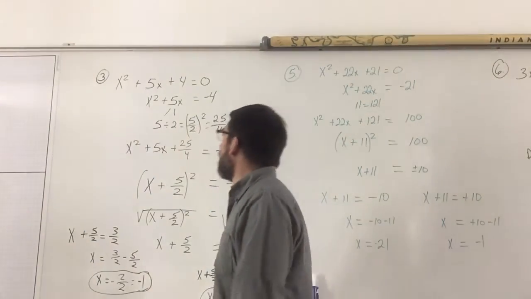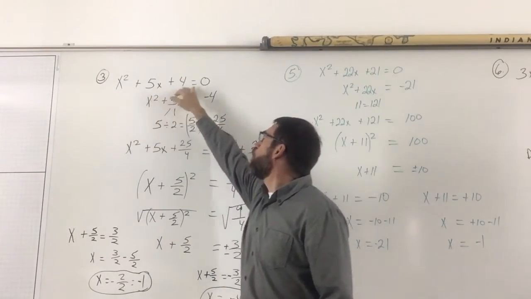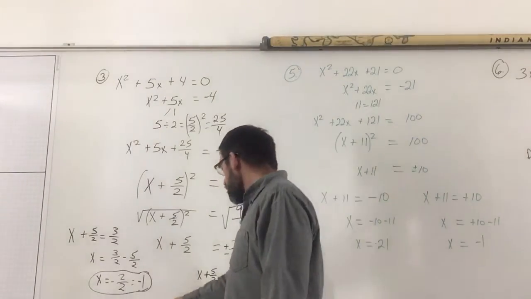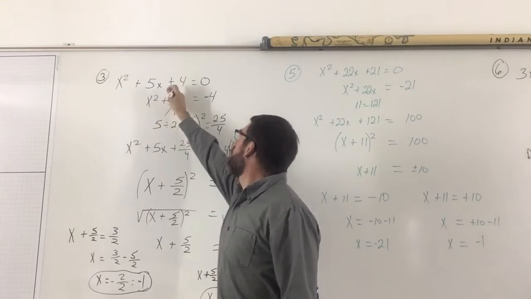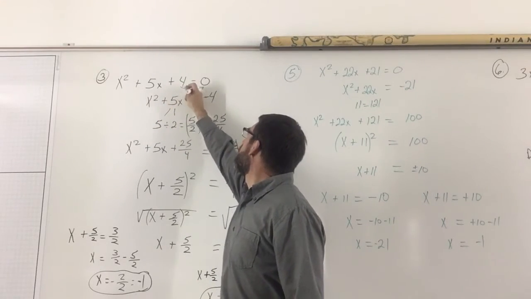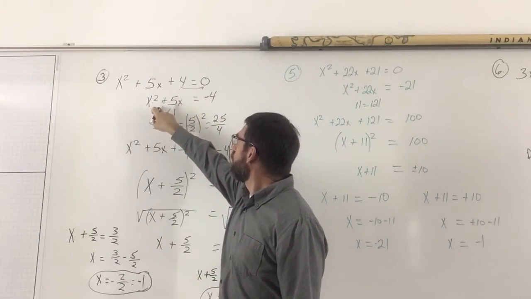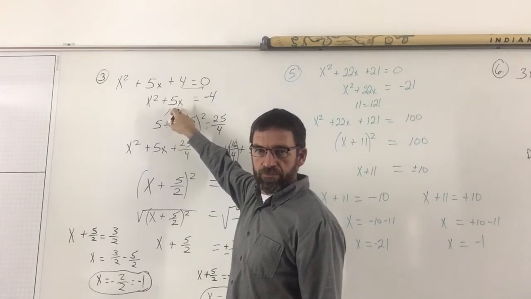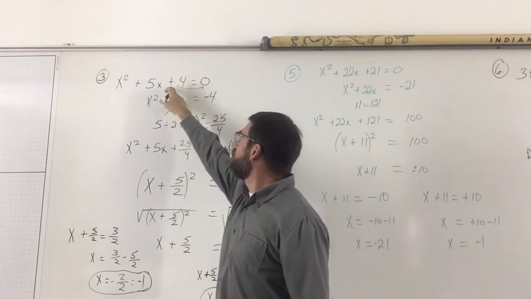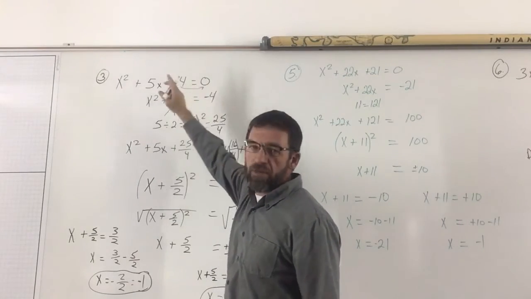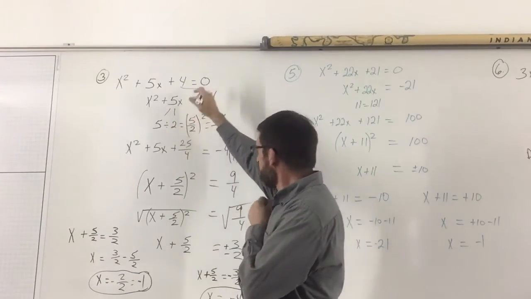So, here we go. Number 3, it's x squared plus 5x plus 4 equals 0. Let me grab a marker here. The first step that you need to do is take this 4 to this side. That makes it x squared plus 5x equals negative 4. When you move across, you have to change the sign. This was a positive, so I made it a negative. Sometimes if this is negative, you'll make it a positive. You'll always change the sign when you move across the equation. That shouldn't be too hard.